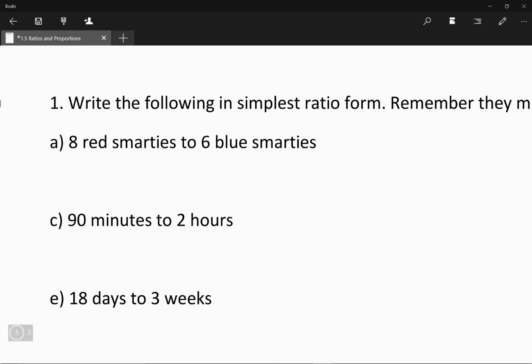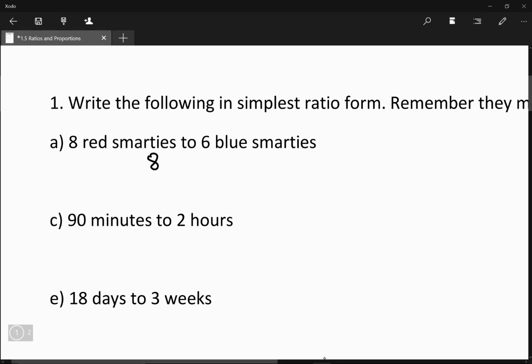So 8 red Smarties to 6 blue Smarties. Simply put, I can say 8 to 6, so 8 double dot 6. Make sure you reduce this in lowest terms. If I divide 8 by 2 and I divide 6 by 2, 8 divided by 2 is 4, 6 divided by 2 is 3. So I can rewrite the ratio as 4 to 3. Okay, let's go to B.